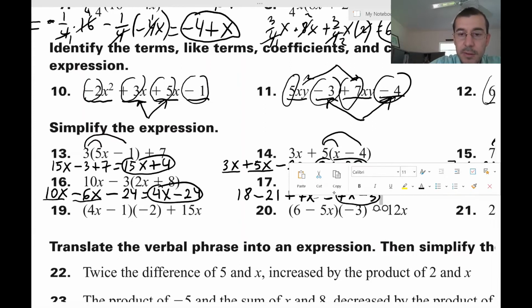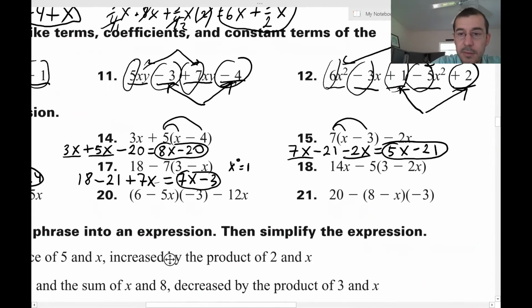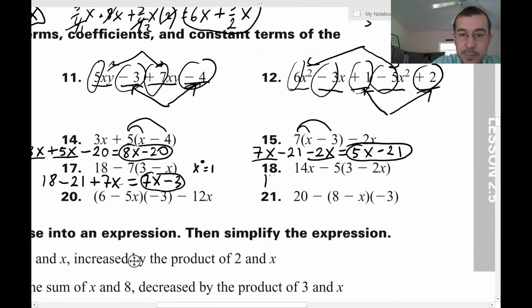18, 14x minus 5 times 3 is minus 15. Minus 5 times minus 2x is plus 5 times 2 is 10, and x. Like terms, 14x and 10x, that's 24x. And minus 15.